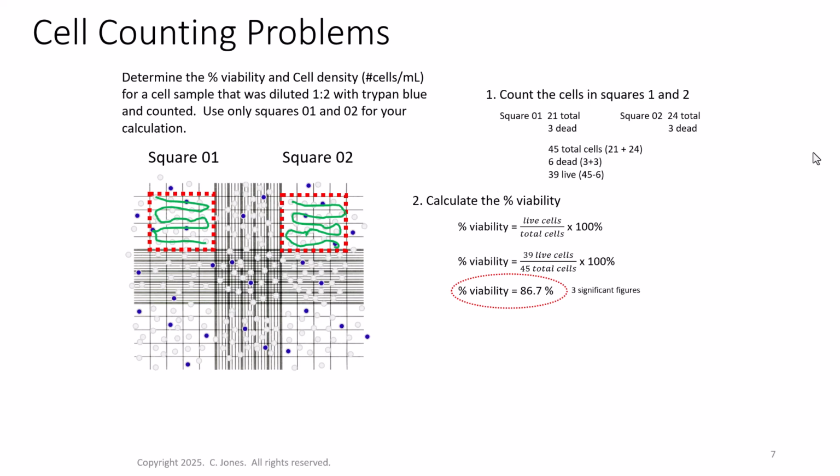If we're not at or above 95%, oftentimes that means it's out of specification, and we need to do a root cause analysis to figure out why the cells are not growing to the percent viability we want. But here, again, very simple. Live cells divided by total cells, 39, which we counted, divided by 45, which we also counted, times 100%, gives us 86.7% viability.